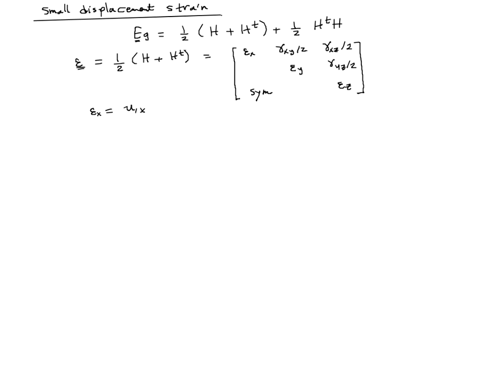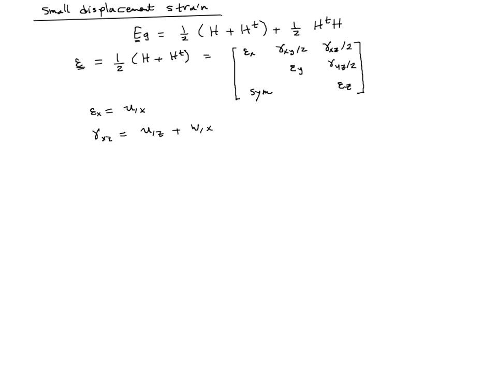u comma x, and for example, gamma xz would be equal to u comma z plus w comma x, and so forth and so on. So we end up with fairly simple expressions for 6 strain components: epsilon x, epsilon y, epsilon z, gamma xy, gamma xz, and gamma yz. And these expressions are linear in displacement and very easy to use, and these expressions will form the basis of what we do for the rest of the course.